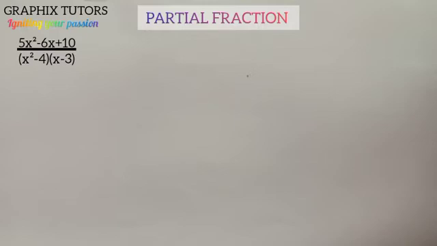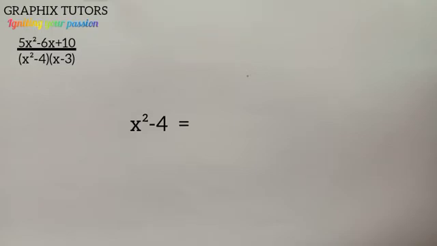Now, if you want to rewrite this again, you discover that in the denominator there is x squared minus 4. Now, x squared minus 4 can also be written as x squared minus 2 squared, and that will be the same as saying x minus 2 and x plus 2. The reason is that it is a difference of two squares.